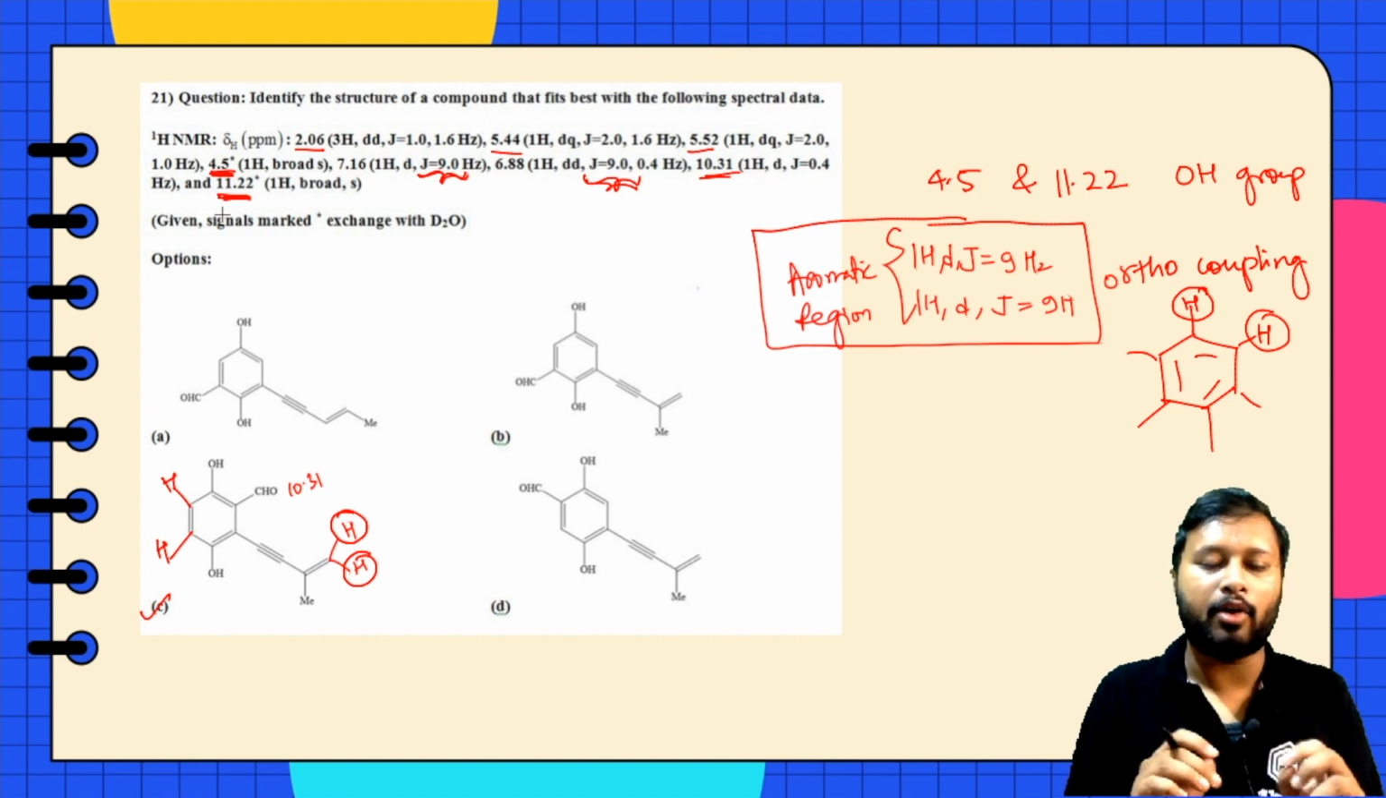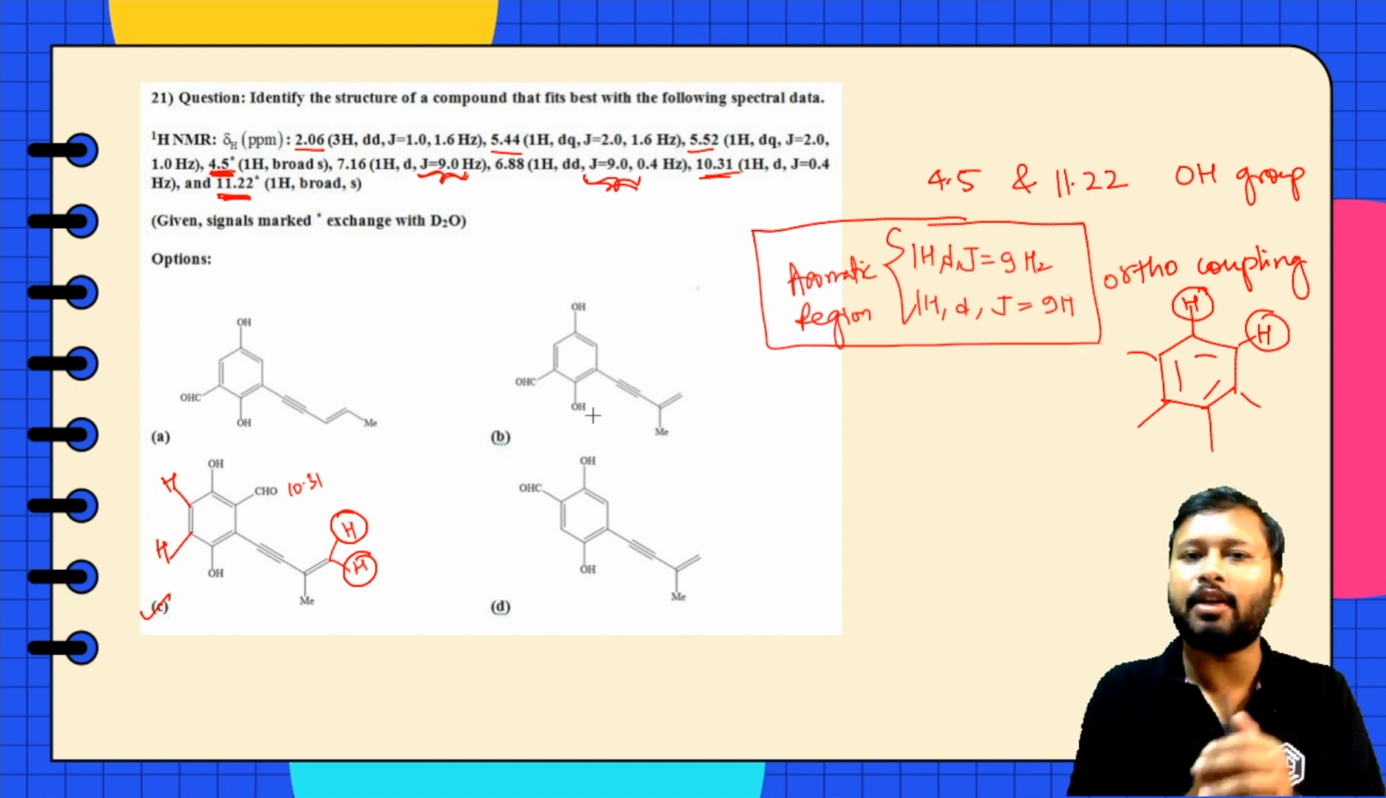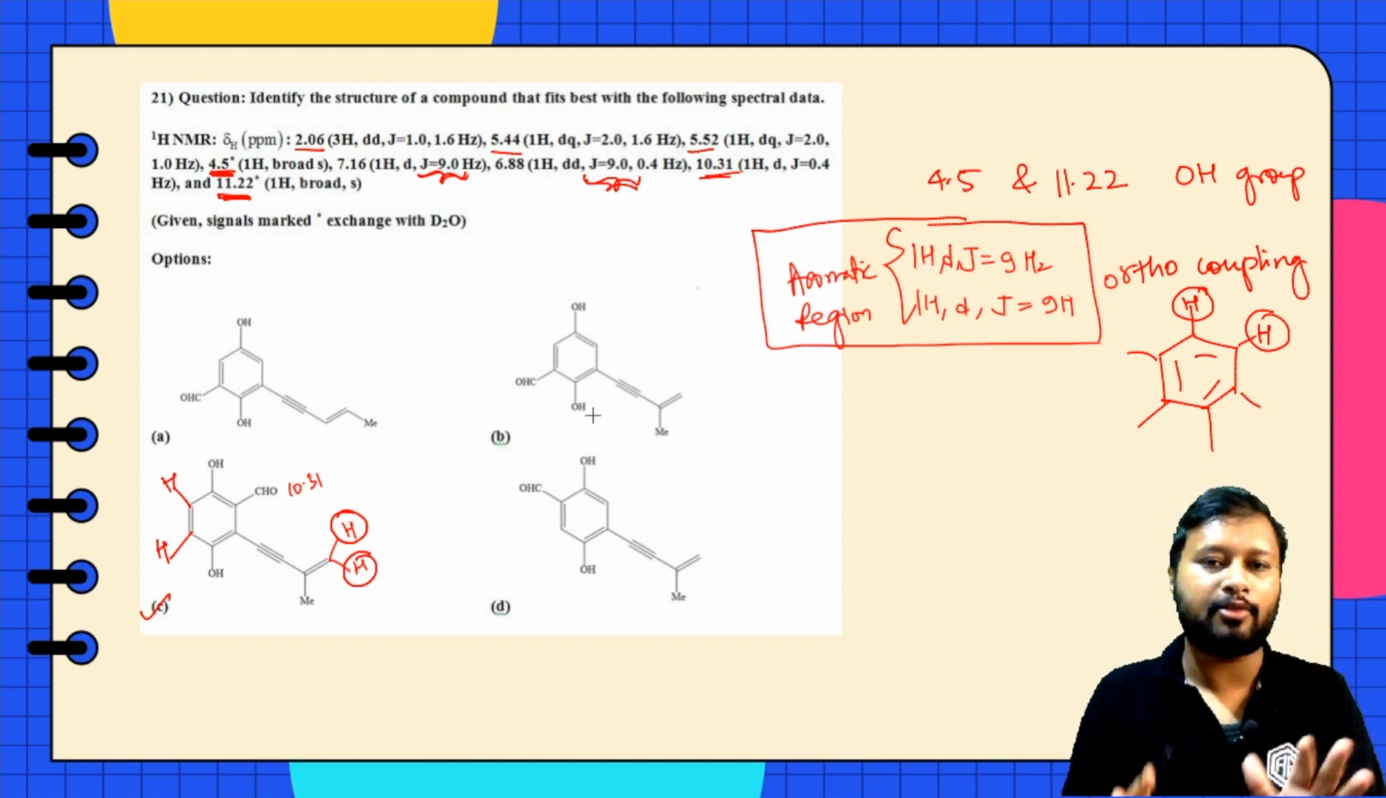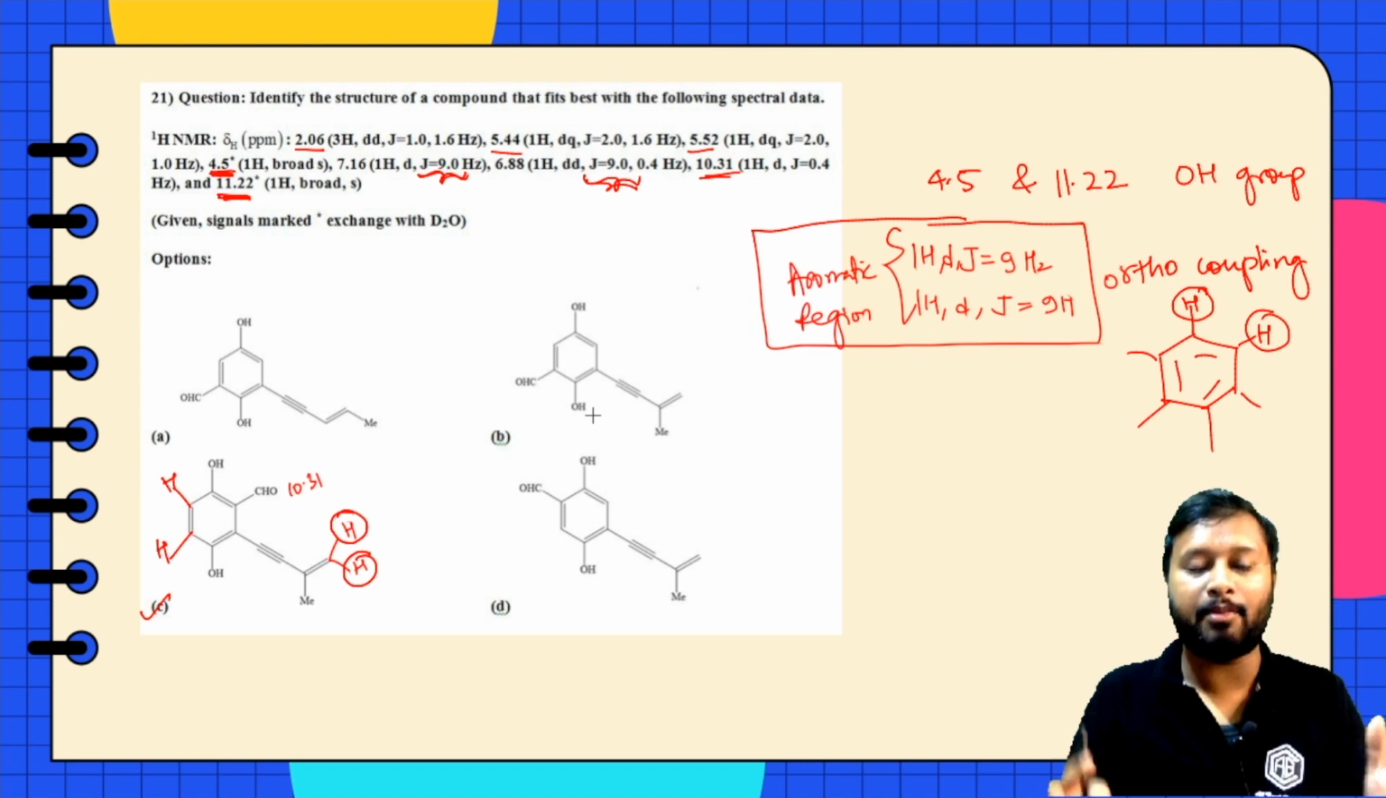So it is very important to look for some specific peaks to reach the correct answer. In NMR, that's the beauty of spectroscopy. You don't have to know every bit of it. Just with the help of limited information, or limited knowledge, you can solve the question. Let's take the next question.